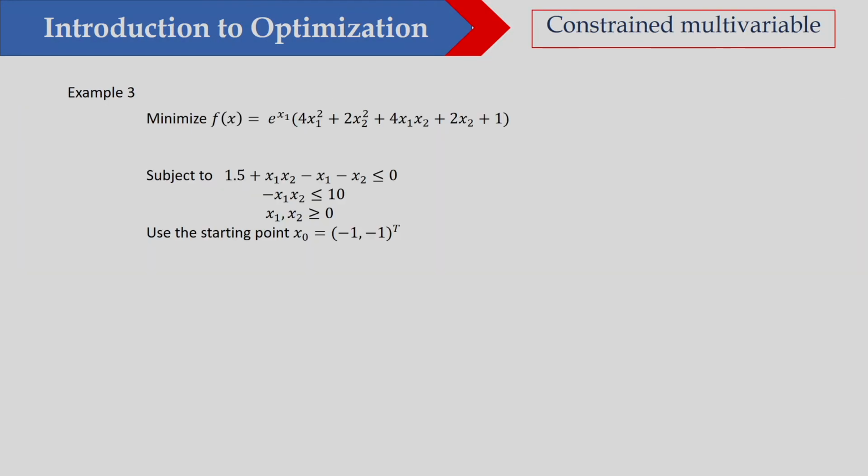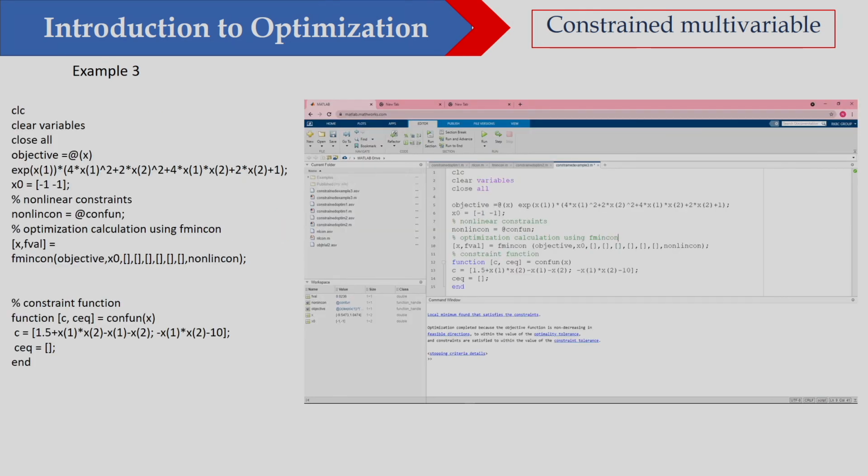Let us see another example problem, and this is also a nonlinear minimization problem with constraints. So, this is example 3. So, here this is the objective function, and we have 1, 2 inequality type constraints, nonlinear inequality type constraints, and x 1 and x 2 are positive, and the starting point is minus 1 minus 1. So, I have written the code here.